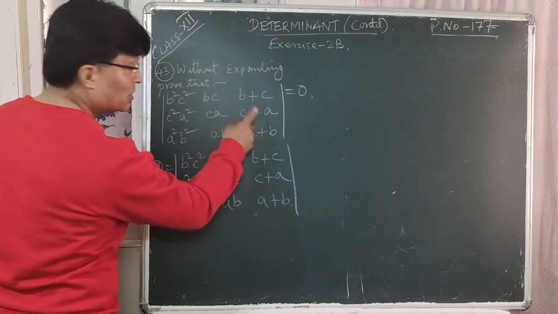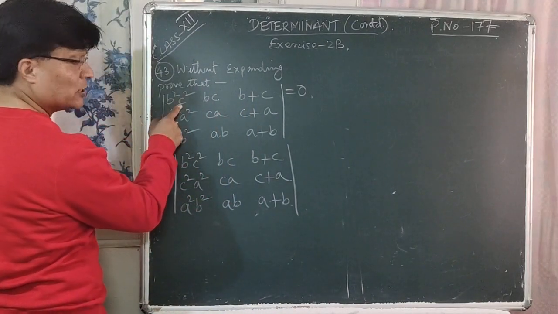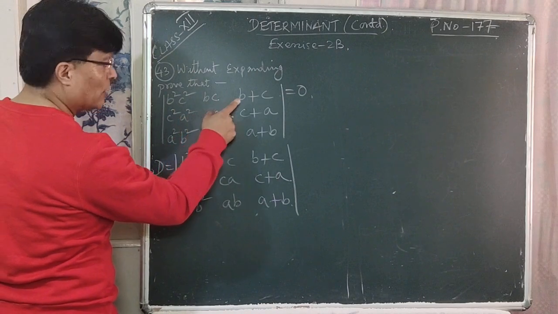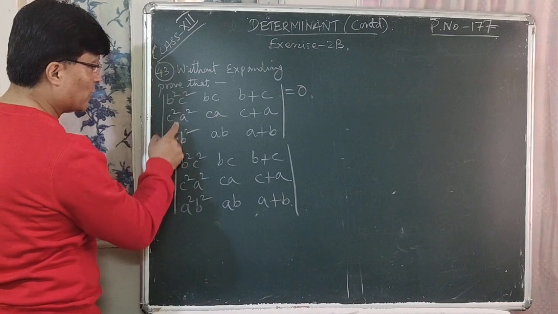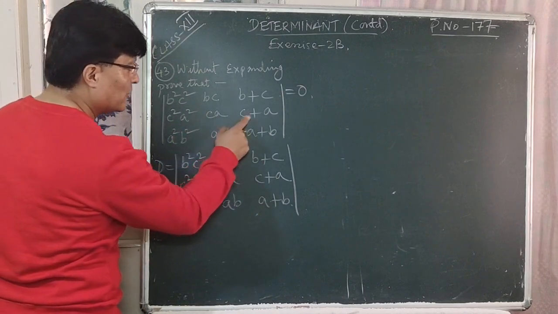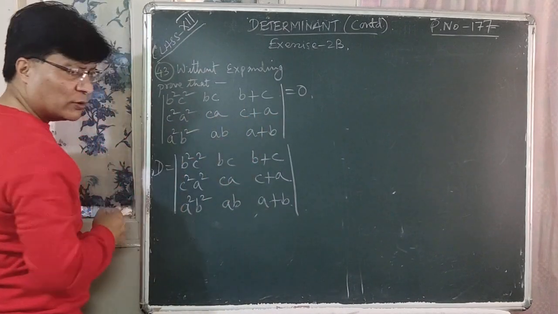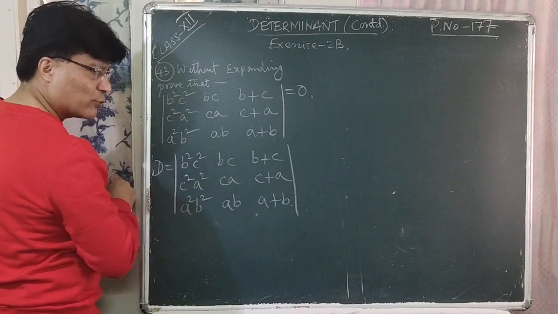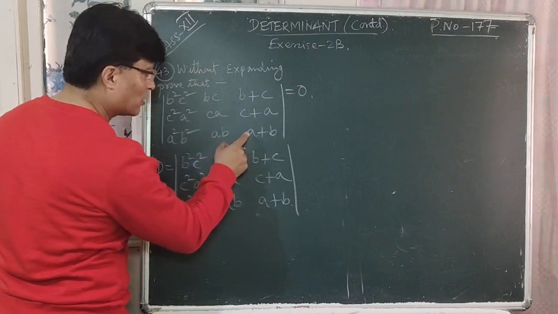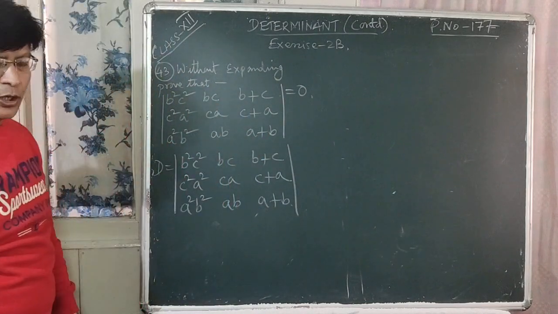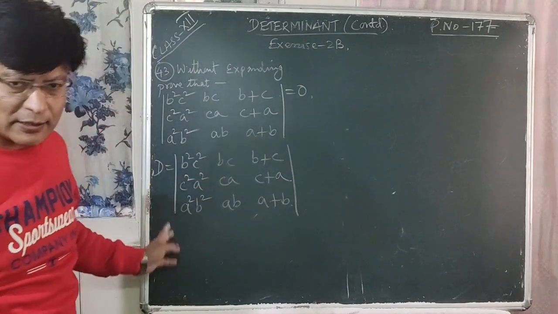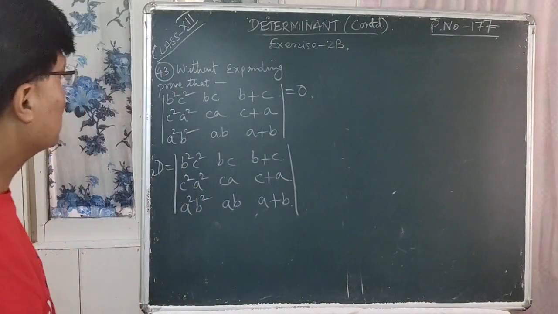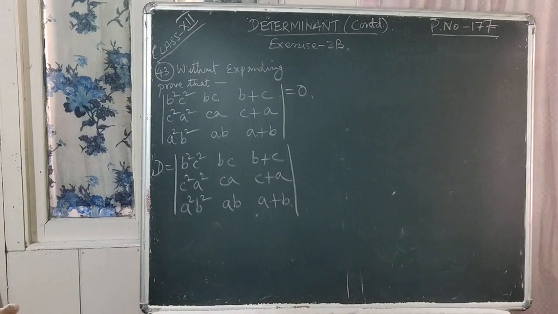So this is the third order determinant. What is the first row? First element b square c square, second element bc, third element b plus c. What is the second row? First element c square a square, second element ca, third element c plus a. What is the third row? First element a square b square, second element ab, third element a plus b, right? So let us copy this left hand side. D is equal to this left hand side. Let us copy it. So now what will you do? You cannot expand it to prove this determinant is equal to 0.